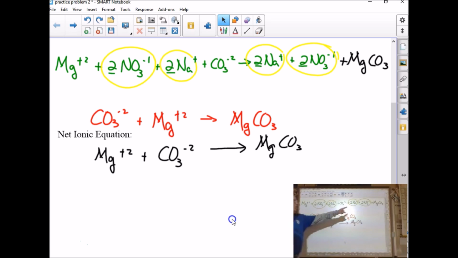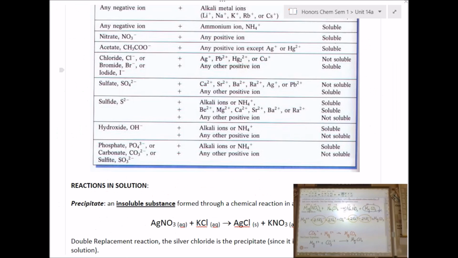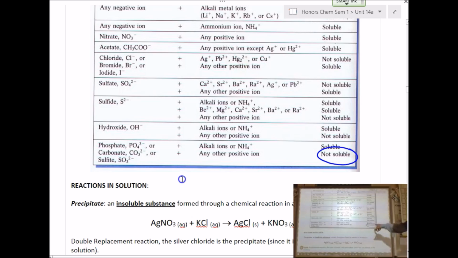Why we leave it together over here? Okay. The main reason is because when we go back to the chart, since it is not soluble, the carbonate with the magnesium is going to form a precipitate. So anytime you got a precipitate, you're making a solid. So we're going to leave those together. And it deals with that one.